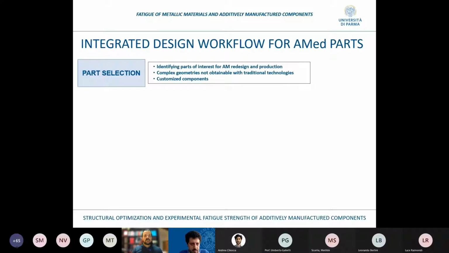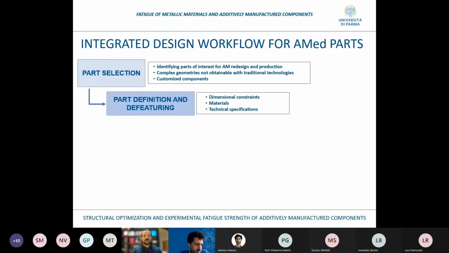After the part selection, it is important to define the part itself, in the sense of defining the dimensional constraints, the materials of interest, and the technical specifications we want to achieve, and also the features of the part itself, if some present could generate problems in the modeling part.